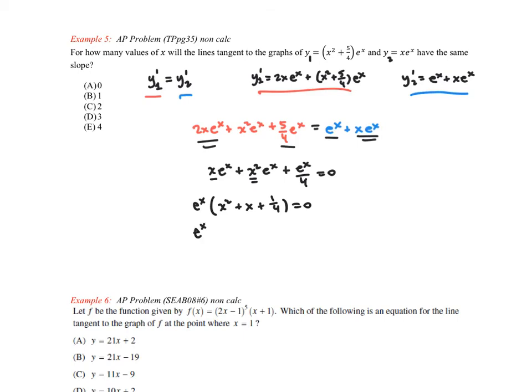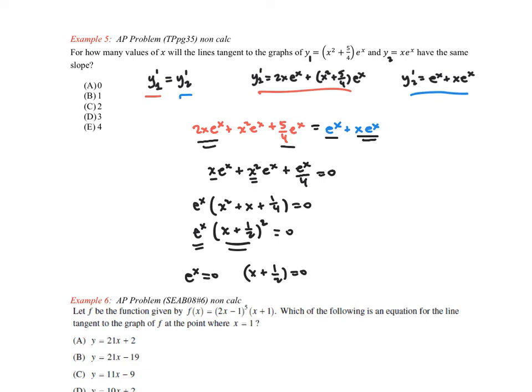So I'm going to factor. So this would be x plus a half squared. If you foiled that, you'd get x squared plus x plus 1/4. Okay, so using the zero product property, e to the x would either have to equal 0 or x plus 1/2 would have to equal 0, right? Because I've got x plus 1/2 times x plus 1/2.